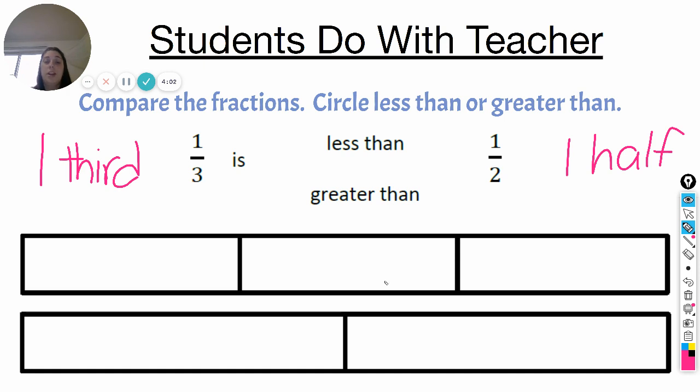If you have your fraction strips in front of you, you can just look at them. If you don't have them, I want you to take a second and draw these two fraction strips. Even if you do have your fraction strips, if you want to practice shading, you can draw these as well on your whiteboard. And then once you have them drawn, we are going to practice shading them and see which piece is bigger.